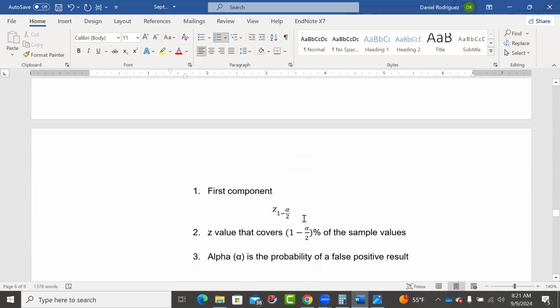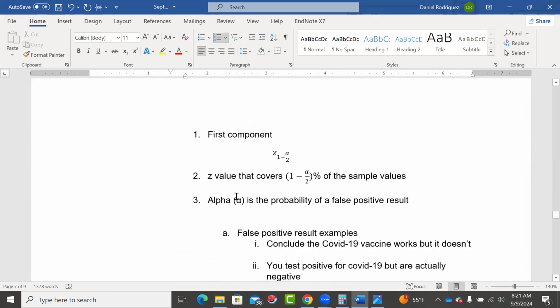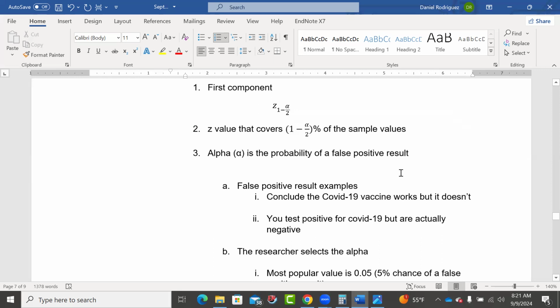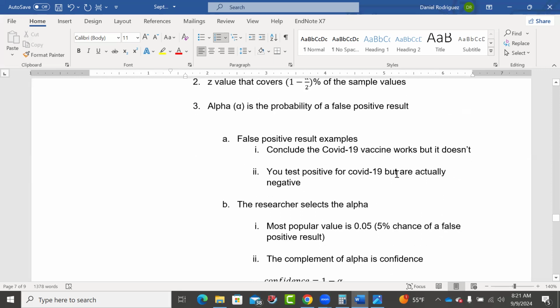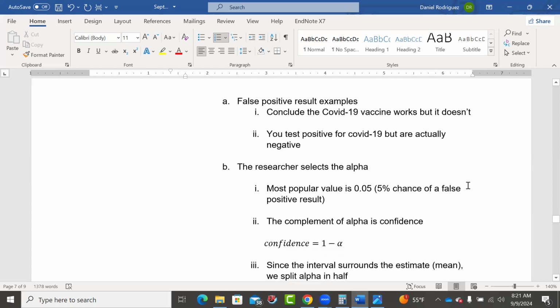So first component is this z sub 1 minus alpha over 2. So this z value covers some proportion of all sample values, and it covers 1 minus alpha over 2 of all sample values. Alpha represents the probability of a false positive result. So for instance, we reject some hypothesis, but we did it by mistake and we shouldn't have rejected it. Or here is something that you might understand better, we conclude the COVID vaccine works, but it doesn't, or you test positive for COVID-19, but you are actually negative. Those are false positive results. Okay, get it? Because you test positive, but you're negative.